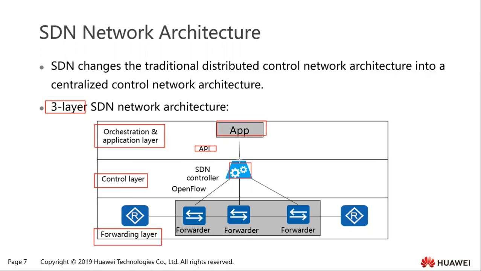Then at the center, we have the control layer. The control layer is where you have the SDN controller, as you can see here. Normally, the SDN controller will communicate with other network equipment by using the OpenFlow standard. Then at the bottom, we have the forwarding layer. This is where your network equipment are, and they are simply used for forwarding data, not calculating paths and so on, because that is done at the controller. So I hope that is clear.